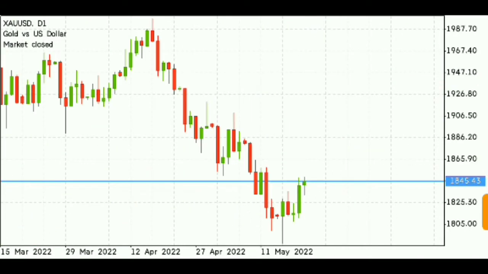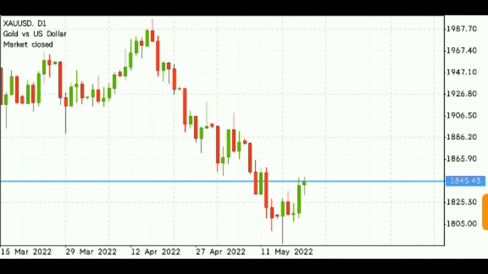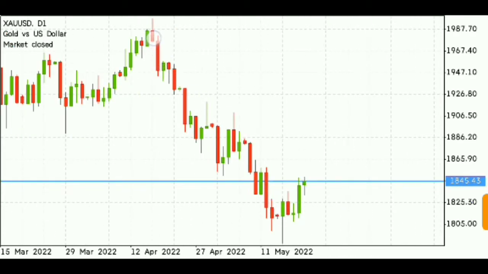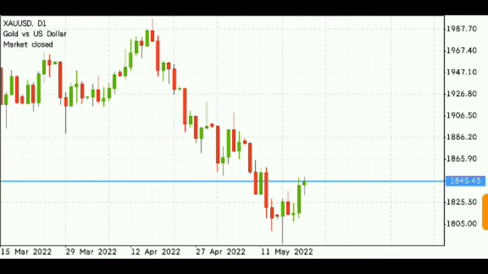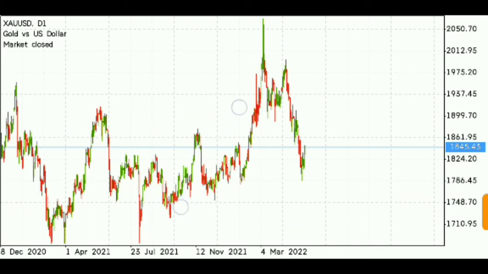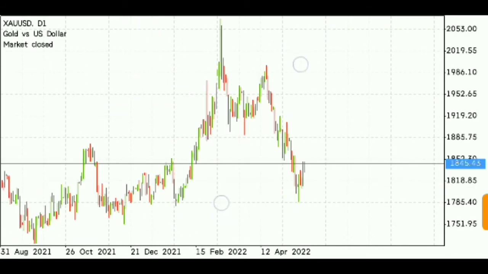Now if I want to zoom in so I could see the real candlestick formations, like this hammerhead right here and this shooting star right here, all I have to do is zoom in. You hold your screen and spread it out so it will zoom in.